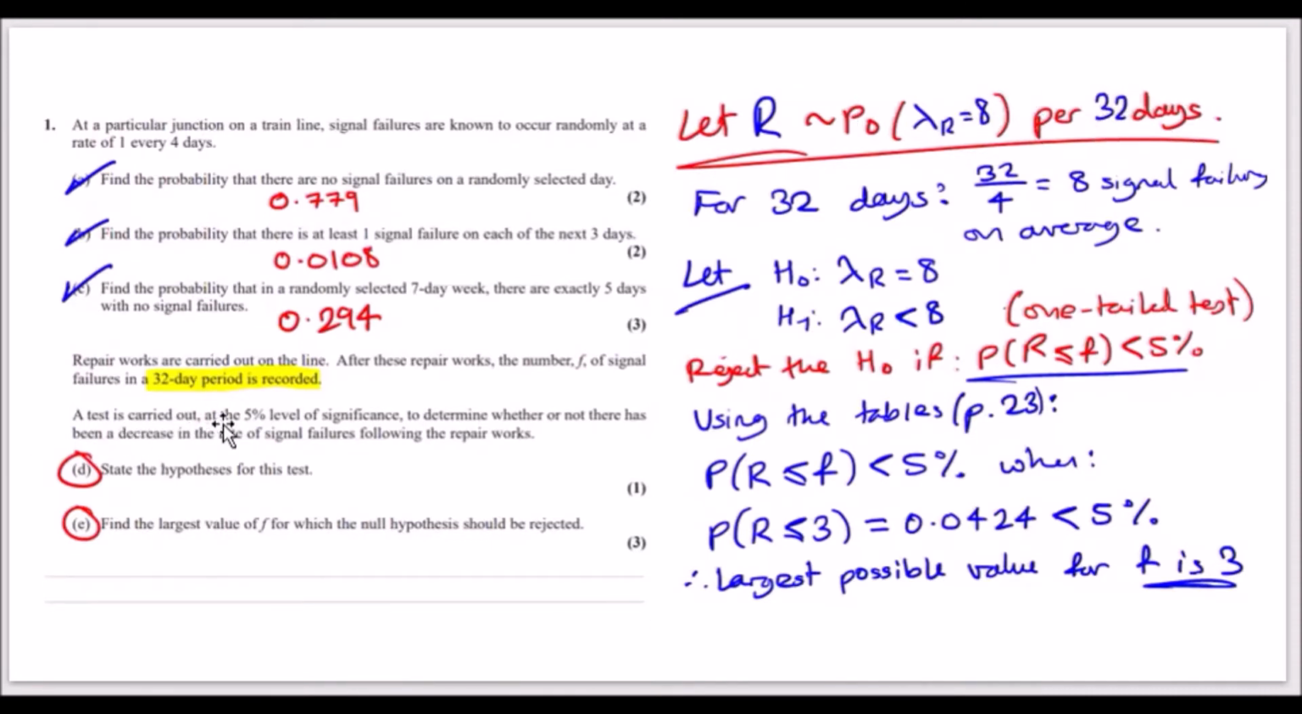Now a test is carried out at the 5% level of significance. Here we need to pull out the tables to determine whether or not there has been a decrease in the rate of signal failures. So we're concerned if there's a decrease.